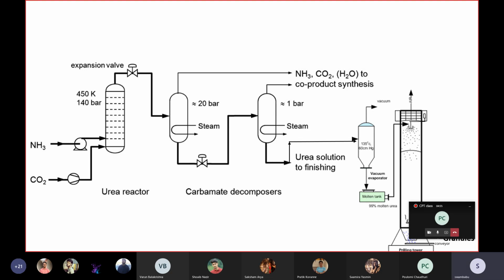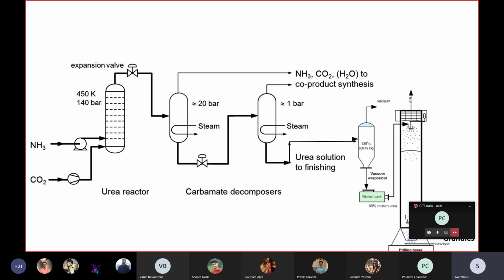So, the typical conversion we can achieve in urea reactors is around 70%. So 30% of the stream leaving the urea reactor will be unconverted reactants, predominantly ammonia, CO2 and ammonium carbamate. So we have to separate these unreacted reactants from the urea. So the unreacted reactants are ammonia, CO2 and carbamate.